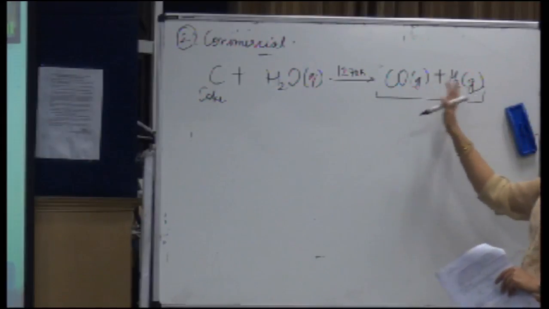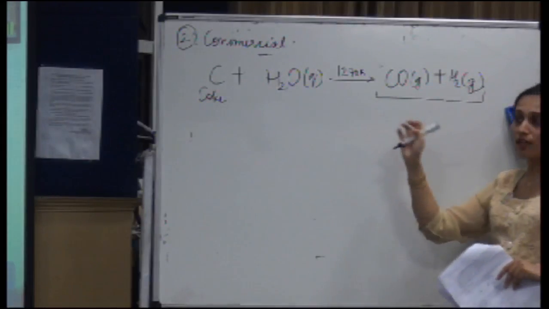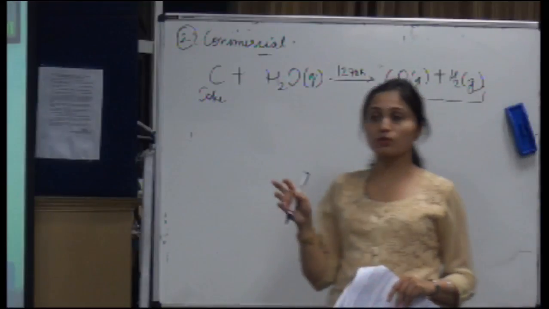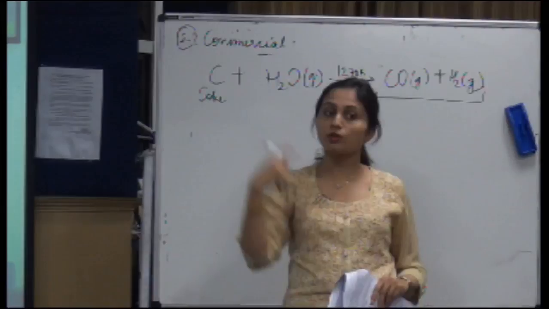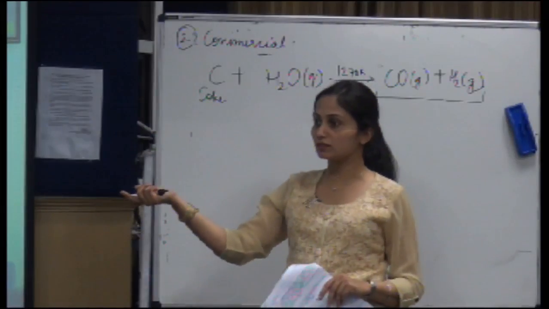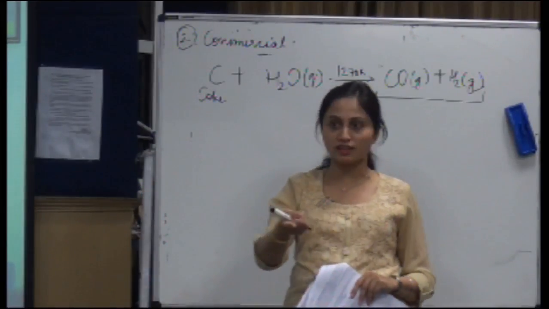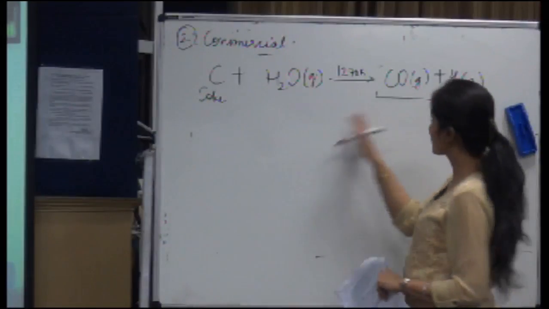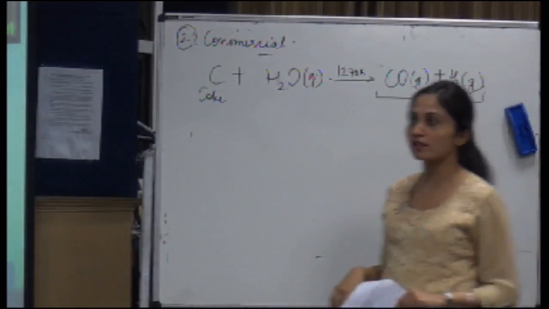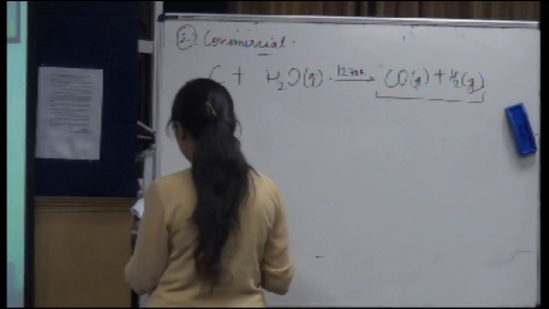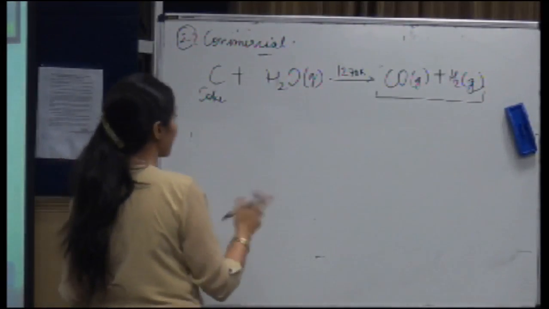So why is this syngas really important? It is important because it is used for the manufacture of methanol. Now this you will do in the organic chemistry chapter on alcohols, phenols and ethers. As a part of that you will do the CO plus H2 commercial method given in your NCERT text. So you have C plus H2O giving you CO plus H2.